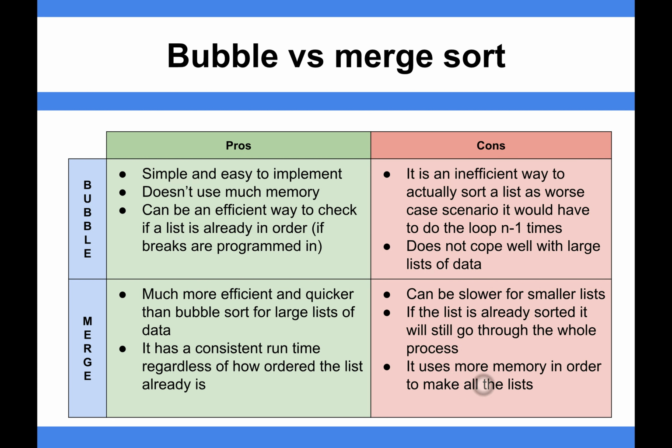The last one: it uses more memory to make all the lists, because it's got to store all those separate lists that it's breaking up, and then the new lists as it's merging them back together. So it uses quite a lot of memory. But remember, when we talked about comparing algorithms, this one's worse for memory, but it's better for time. So again, there's an advantage and disadvantage to both.